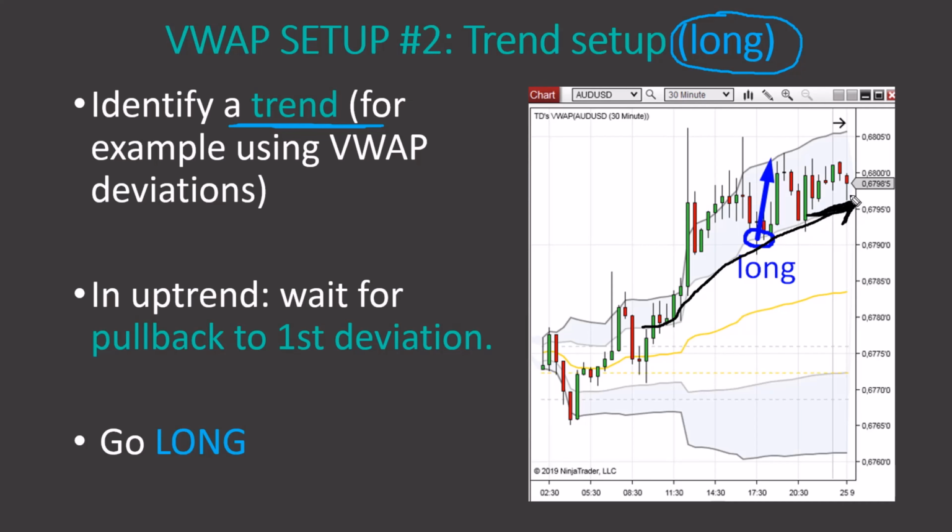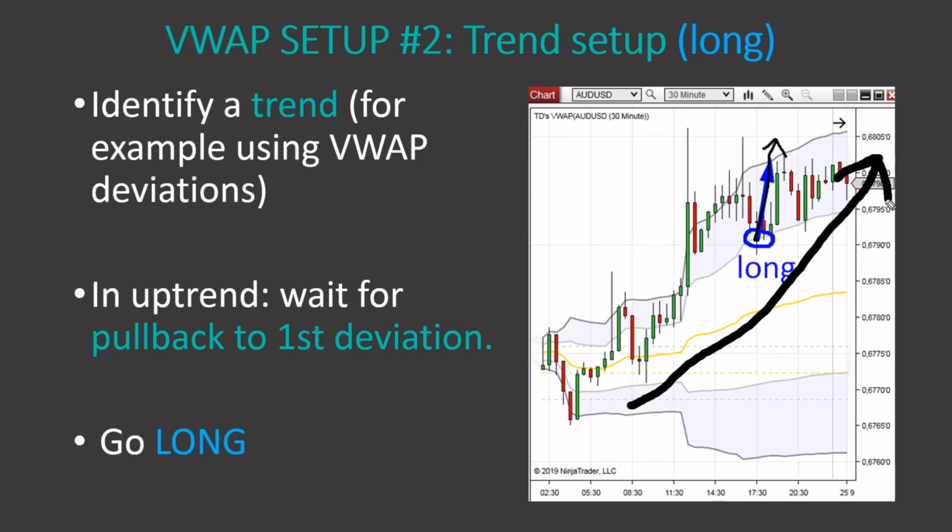moving vertically, moving upwards. This tells you that the price and volumes too are shifting upwards. So you want to see the price above the first deviation, like in here, and what you're waiting for is a pullback to the first deviation. When the price hits the first deviation, like in here, you enter along, you enter in the direction of the trend because you want to participate in that trend, right? So that's the trend setup.